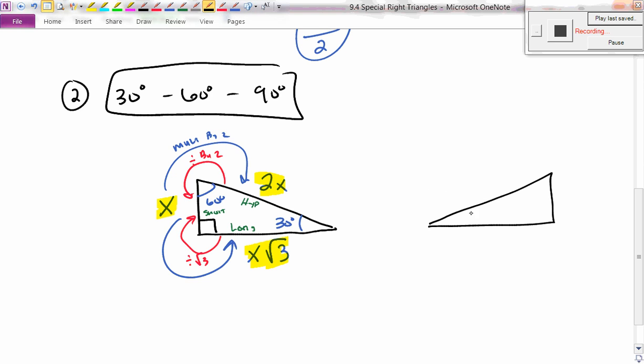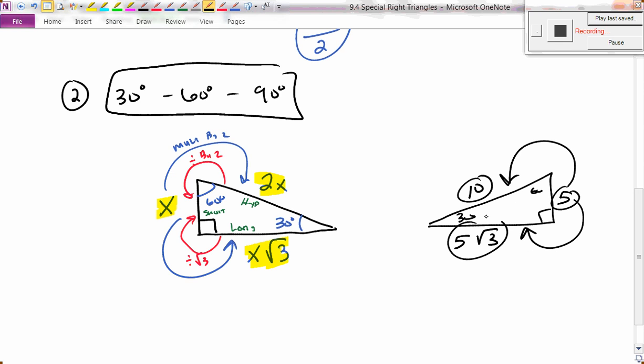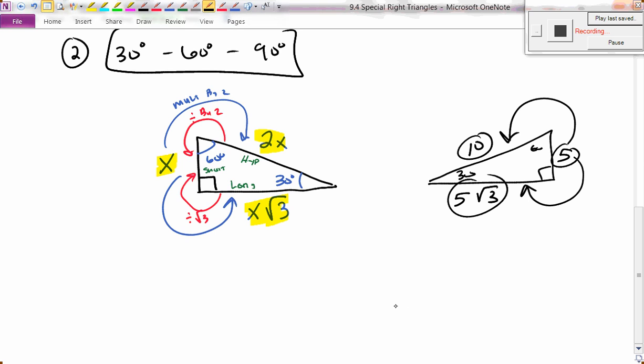Here's a 30, 60, 90 special right triangle. And if I told you that this side was 5, the short side is 5, how do you go from the short side to the hypotenuse? Well, you multiply 2 times 5, so this has to be 10. How do you go from the short side to the long side? You take 5 and you multiply it by the square root of 3. So that has to be 10, that has to be 5 times the square root of 3. Alright, let's try another one here.